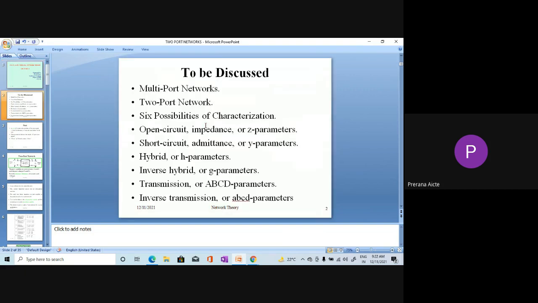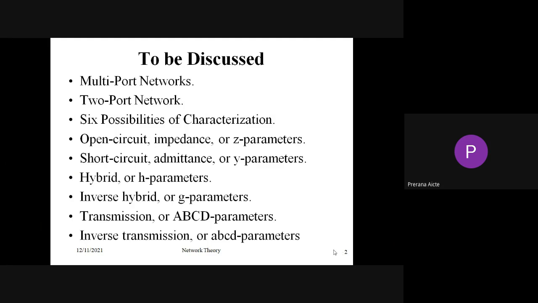If you look at the screen, two-port networks cover a wide variety of circuits. That means we have two ports for a simple circuit, for a network. The two-port networks are categorized into six possibilities. By using six ways of conversion, we can get the two-port network parameters.